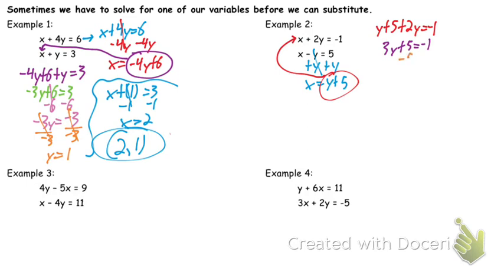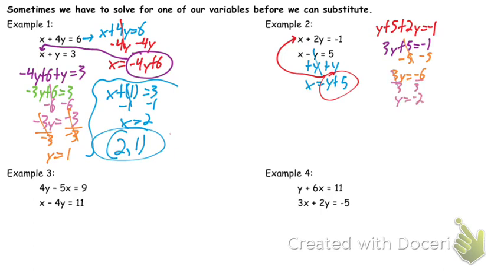I agree, -5. Let's get that constant away from the variable. 3y is equal to -6. Isaac, what would you do now? When 3y is equal to -6? Divide by 3, right? And y equals -2.